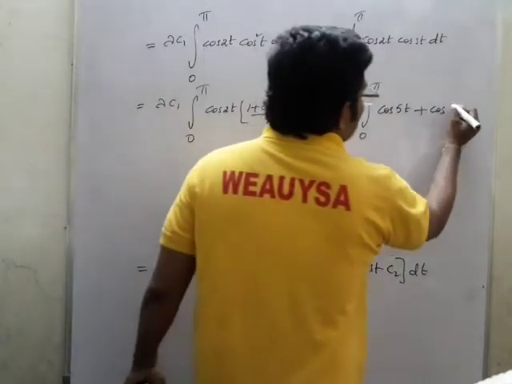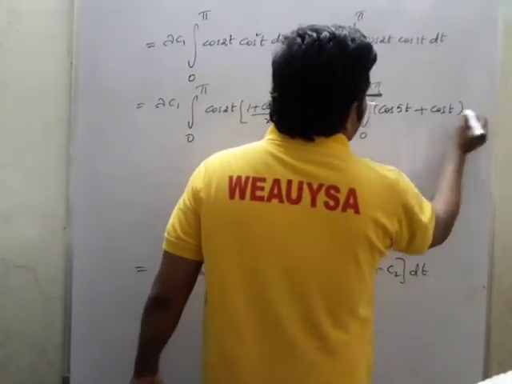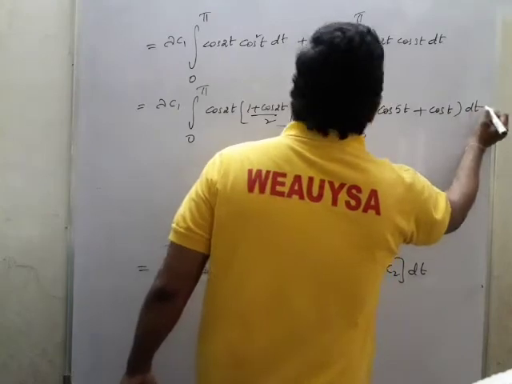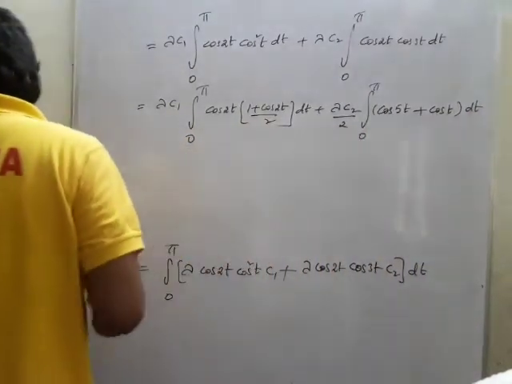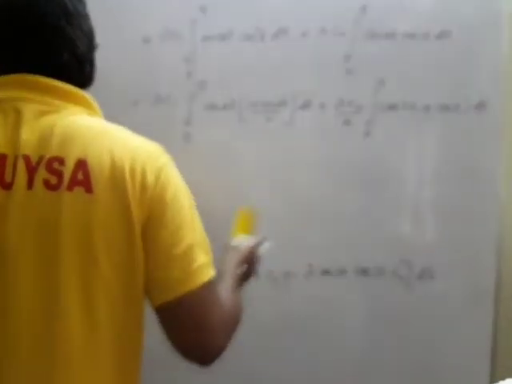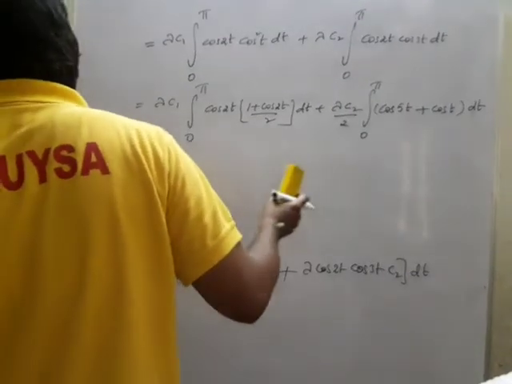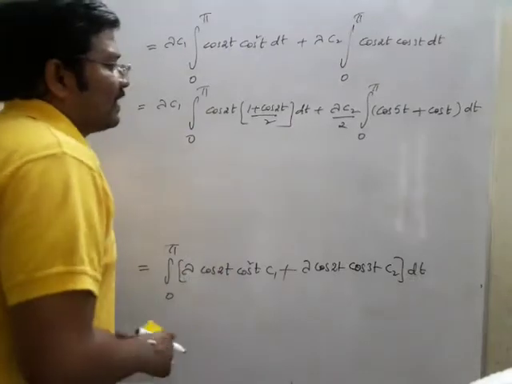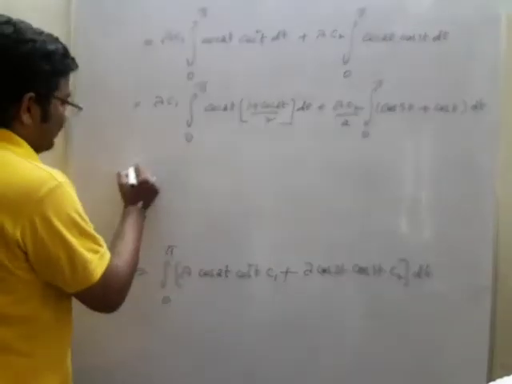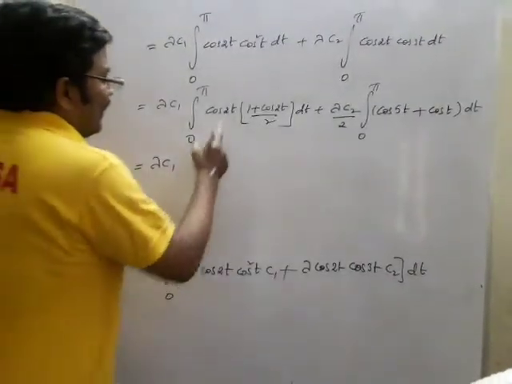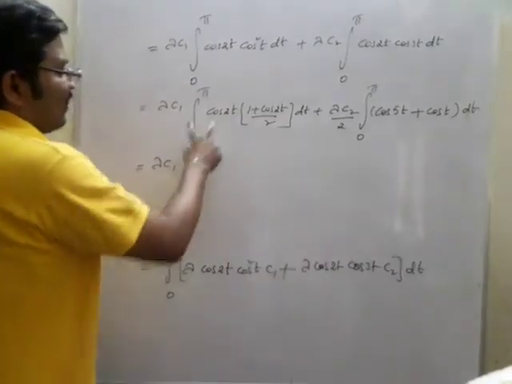So you will be getting as cos t, again this is dt. Okay, lambda c1 cos this one, cos that we have done. Cos A plus B to cos A minus B. Right. Now this is lambda c1. I'll just multiply cos t, cos 2t inside.